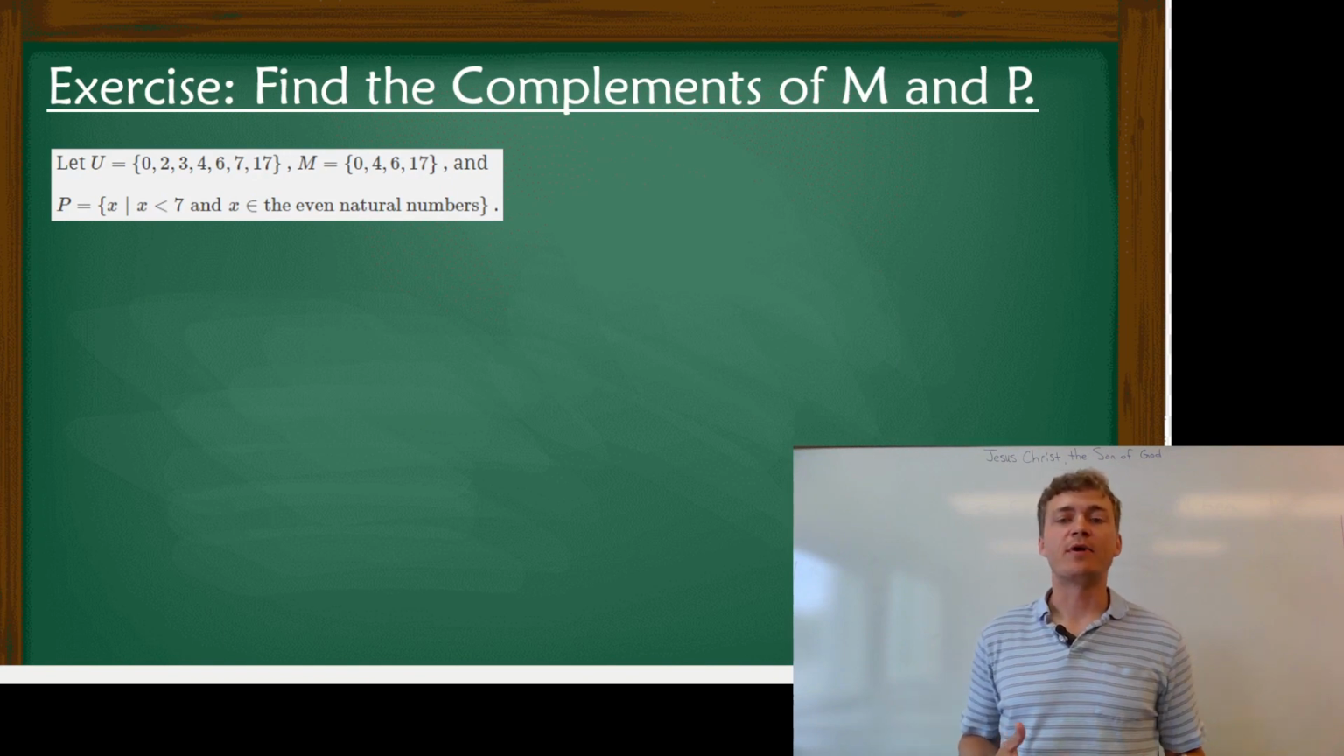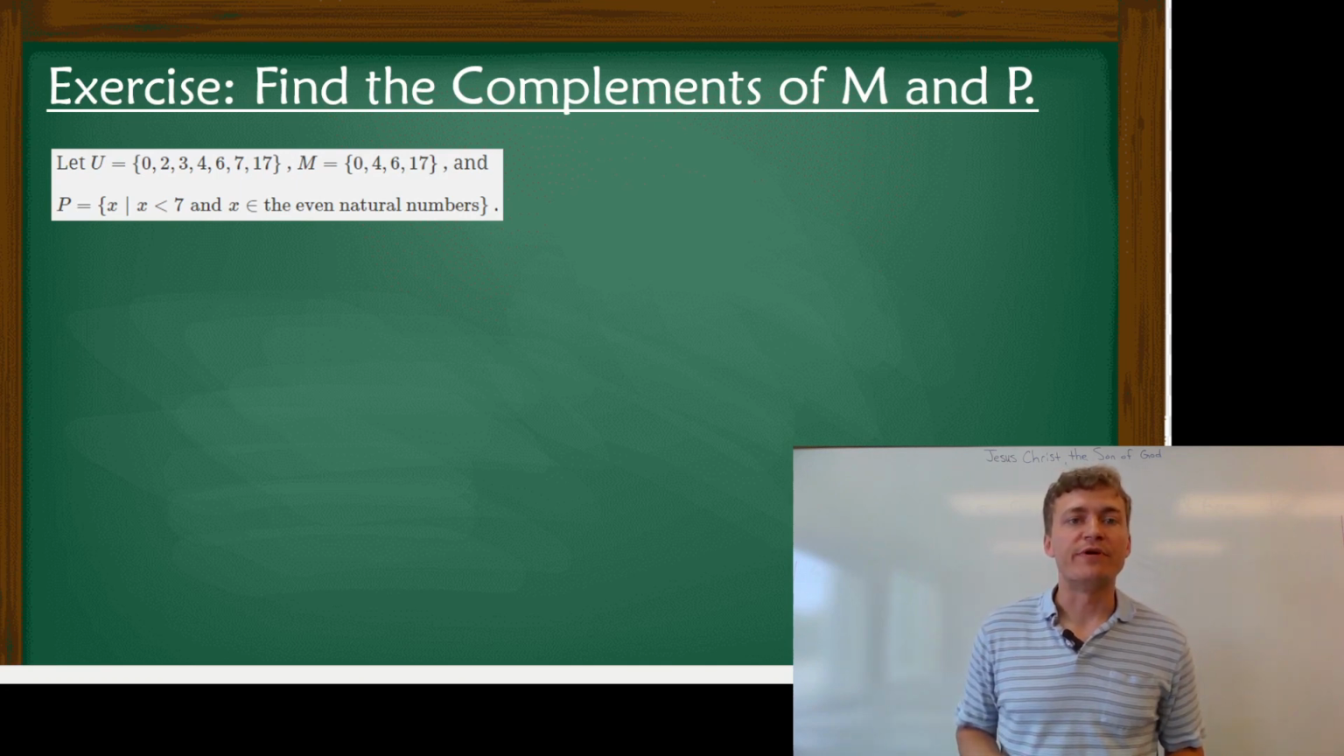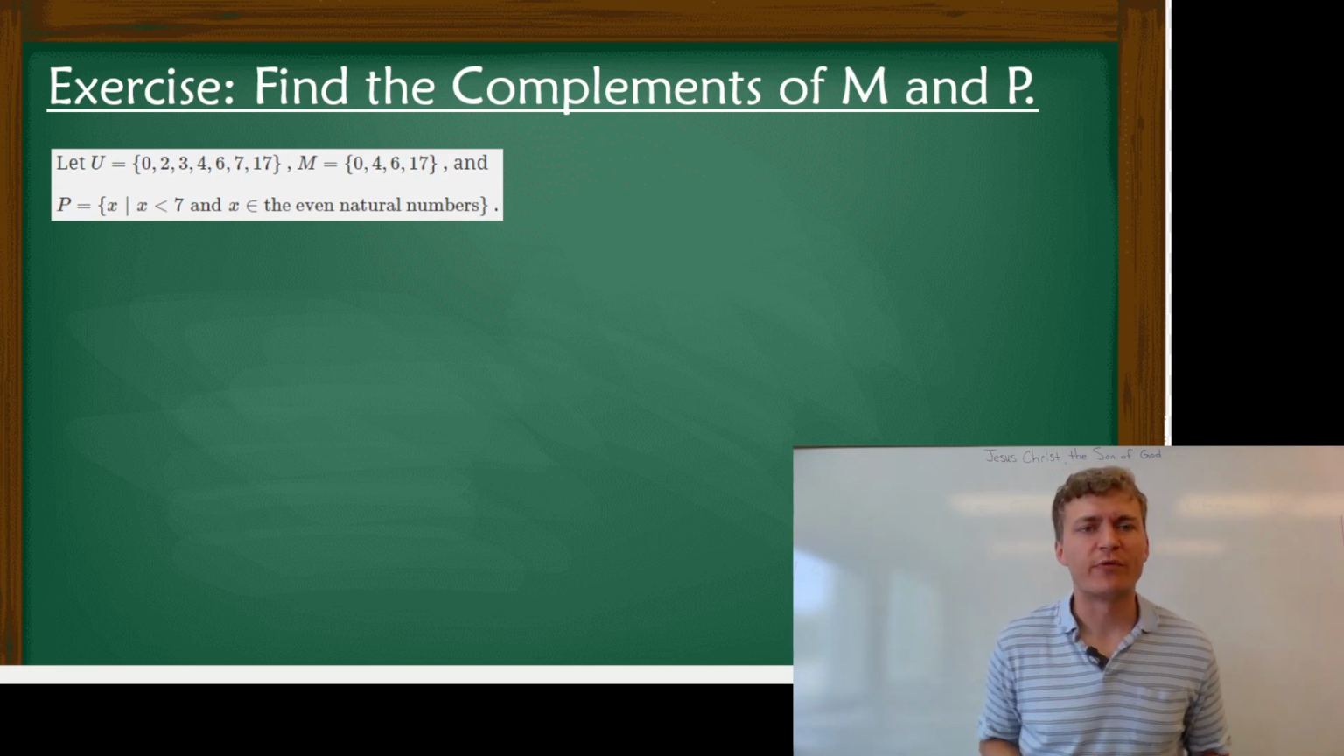Now, to find M complement, we need to know the universal set as well as M. In order to find P complement, we need to know the universal set as well as P. So let's work these together. Let's look at the first example. U contains only the numbers 0, 2, 3, 4, 6, 7, and 17. So I'll go ahead and write that down.